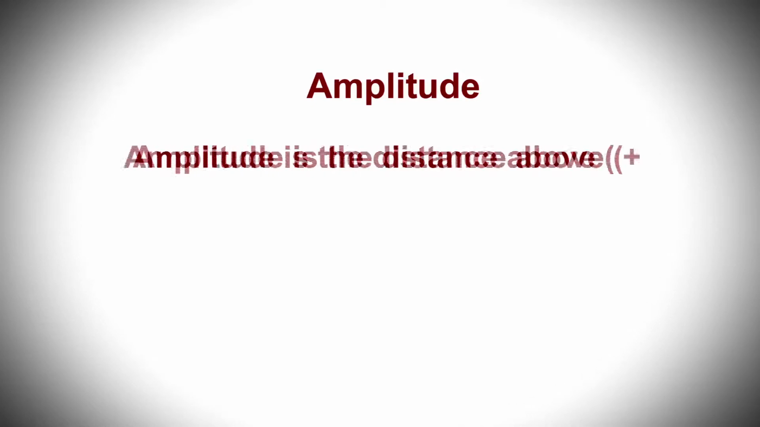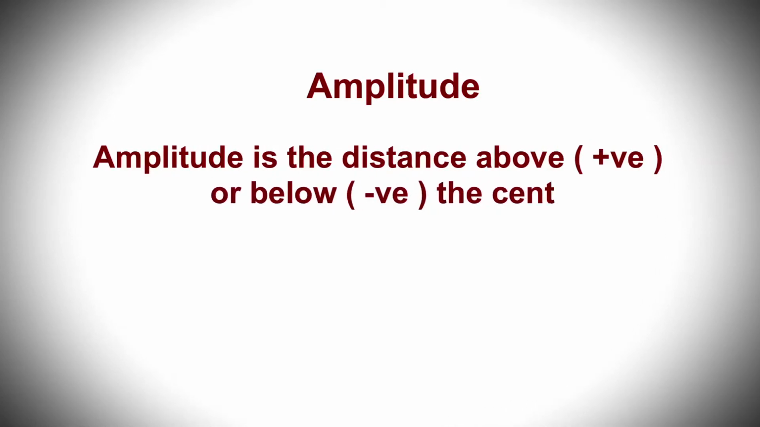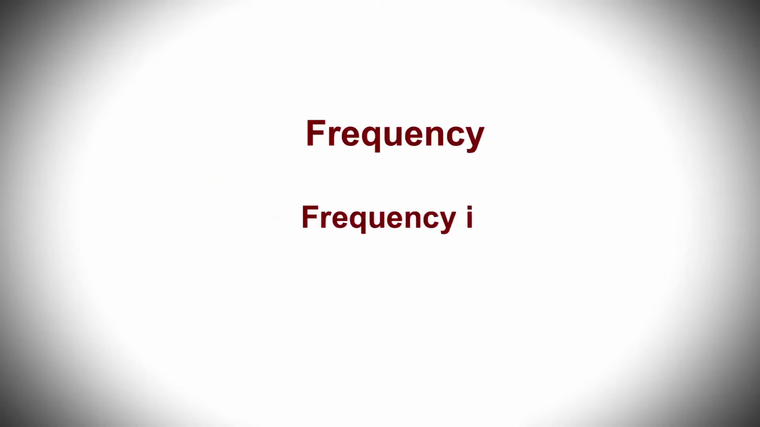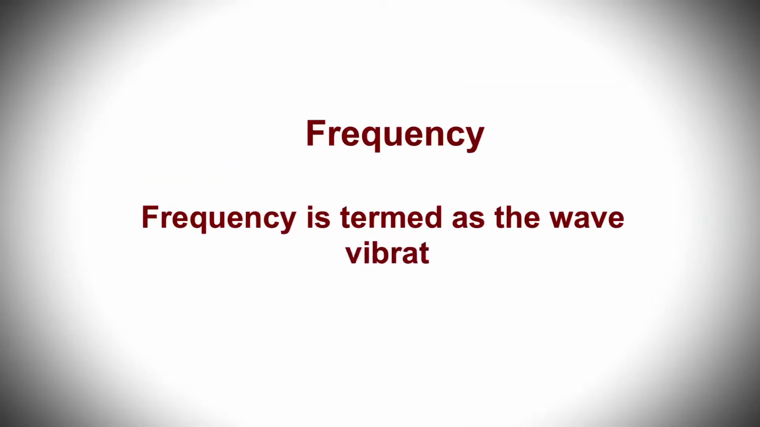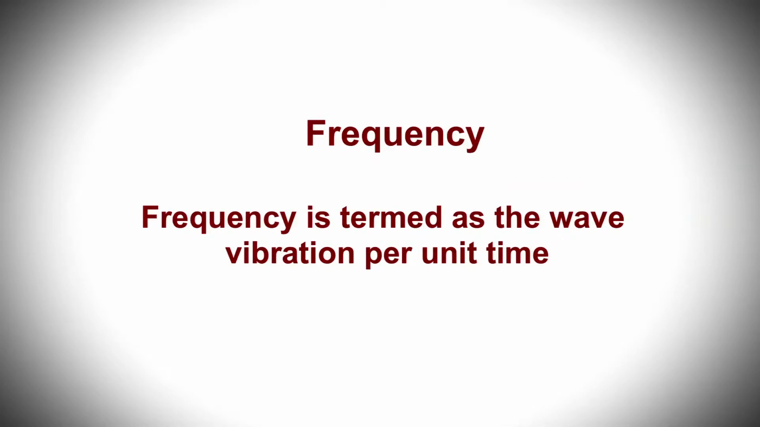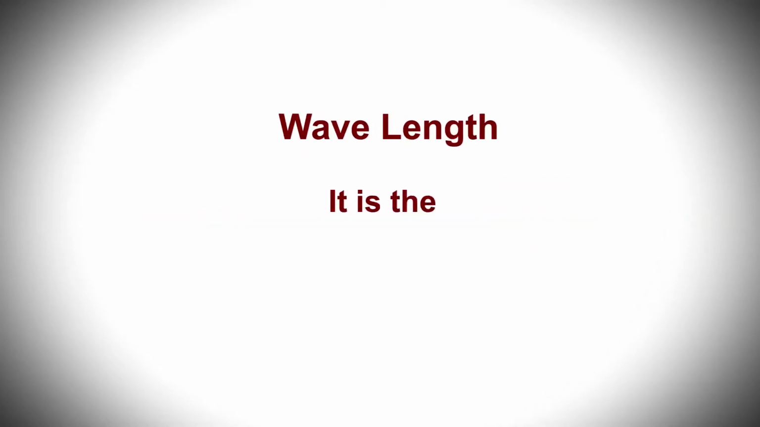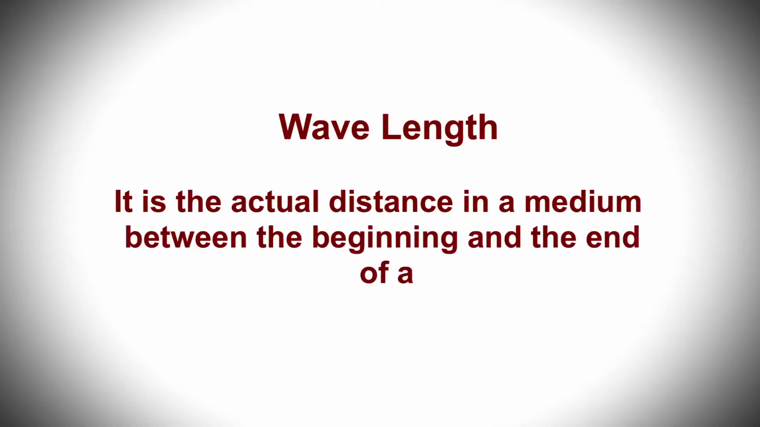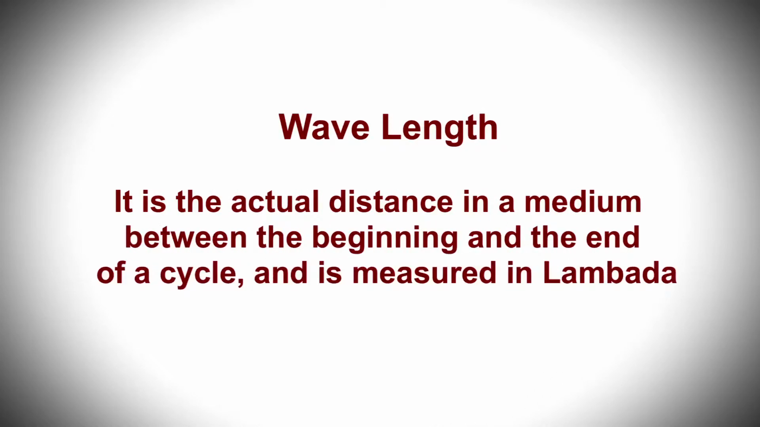Amplitude is the distance above or below the centered line of a waveform. Frequency is termed as the wave vibration per unit time. Wavelength is the actual distance in a medium between the beginning and end of a cycle and is measured in lambda. Next, we switch over to velocity.